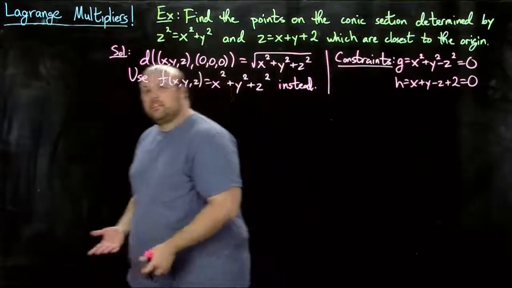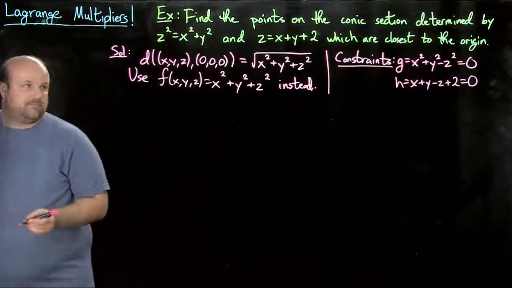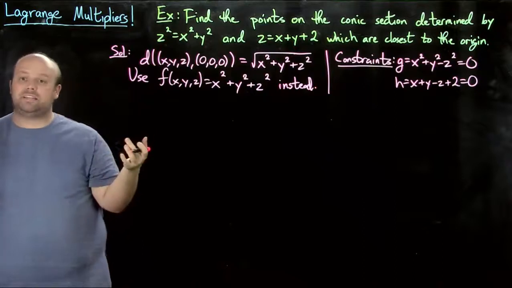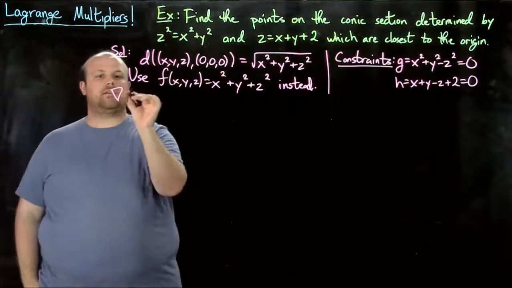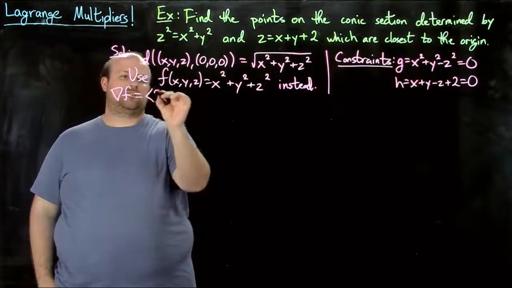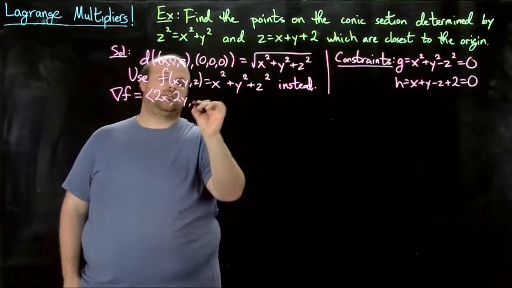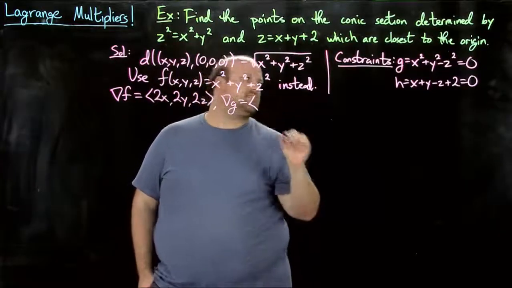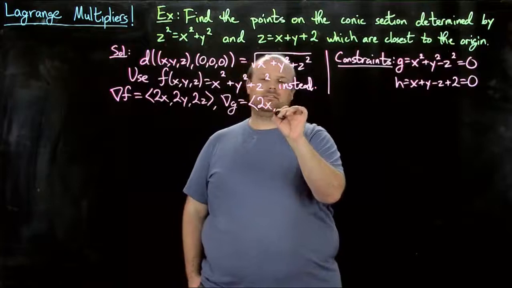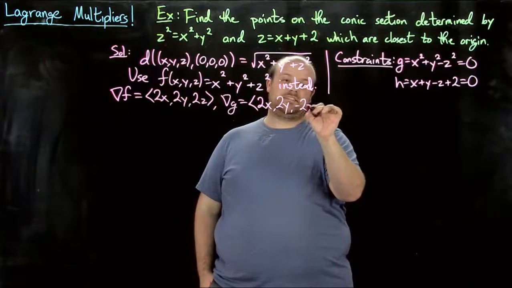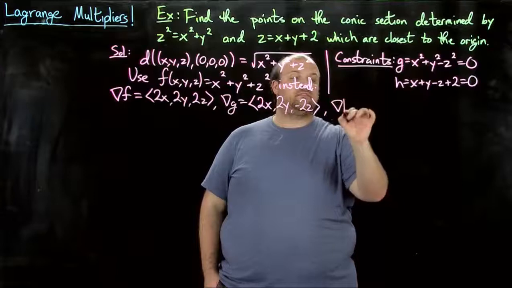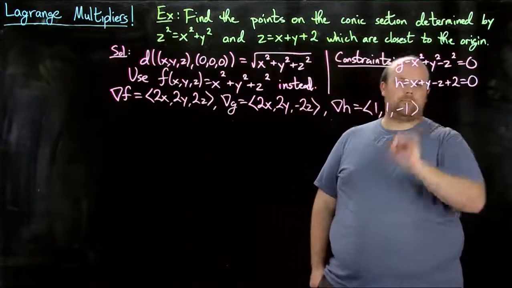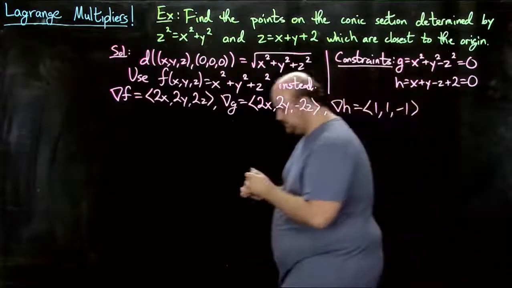All right, so we can now set up our Lagrange multiplier system. Well, actually, we need to take the gradients first. The gradient of f is, of course, just (2x, 2y, 2z). The gradient of g is (2x, 2y, minus 2z). And finally, the gradient of h is just (1, 1, minus 1). Nothing too bad there.